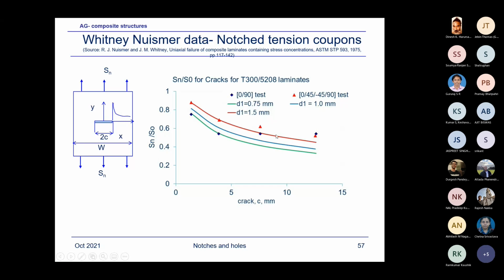And this is what has to be always done when you have a large number of data sets available. You can generate the equations for the characteristic dimension variations with the crack length and layups, as I said. So there are always variations.